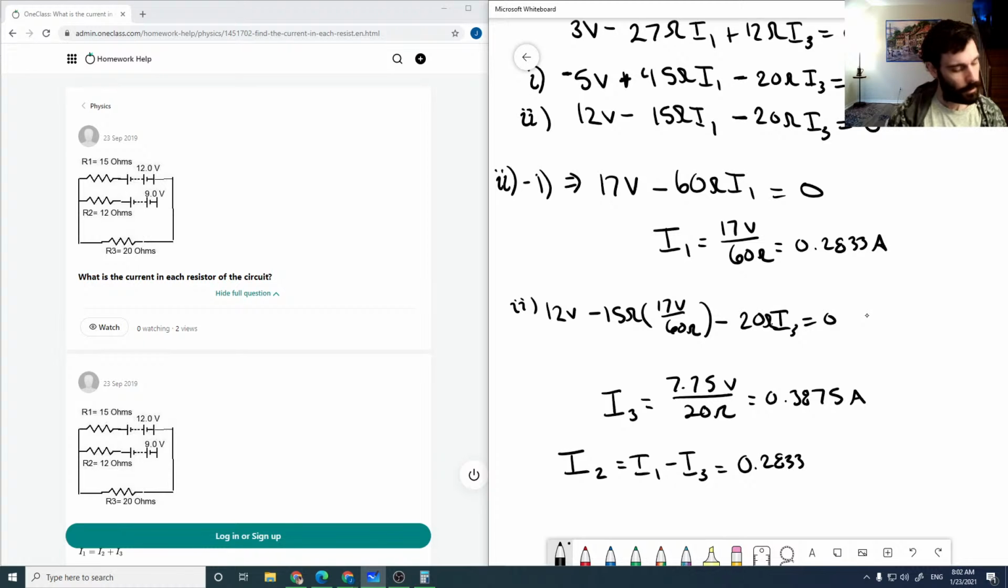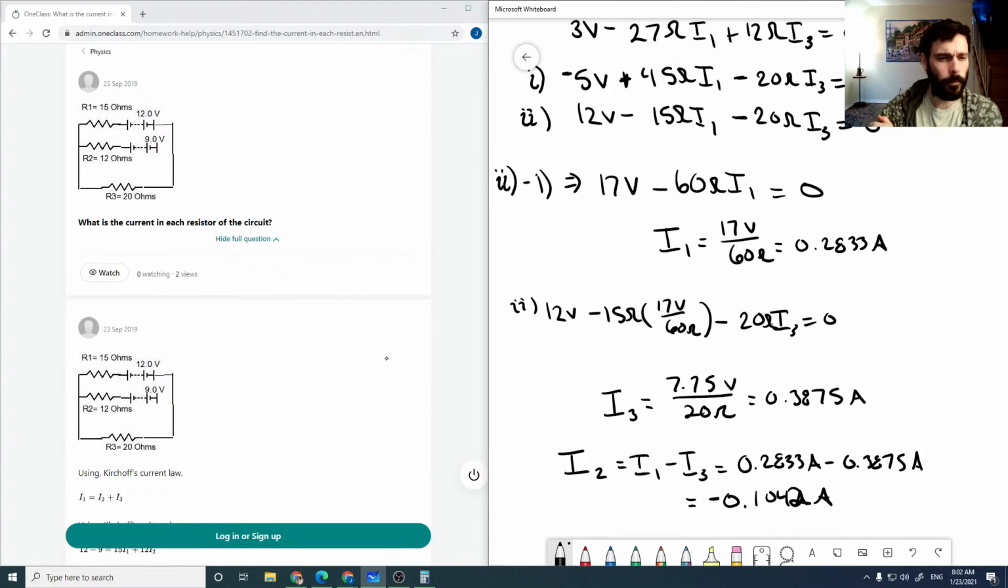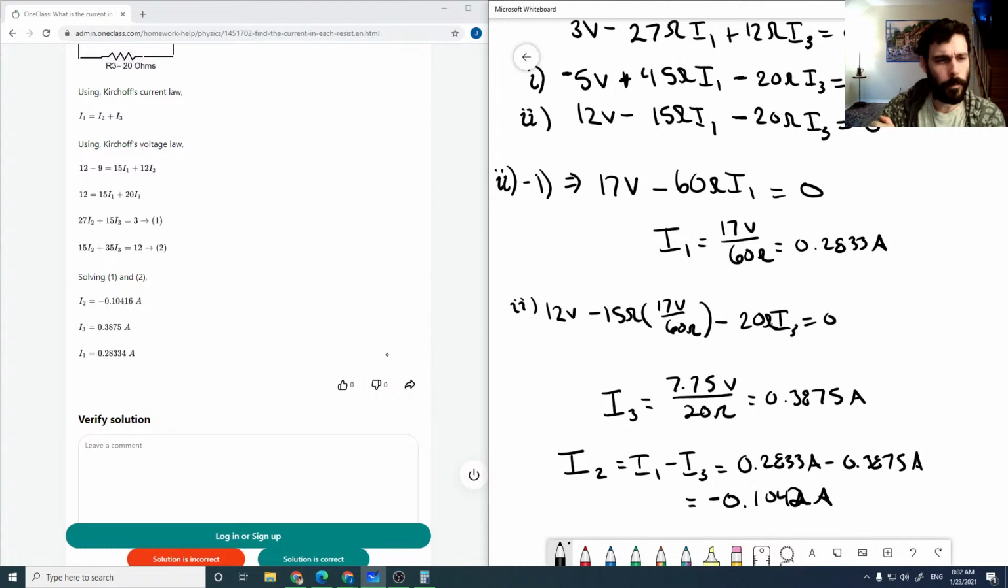And then now my I2 from above is I1 minus I3, which is 0.2833 amps minus 0.3875 amps, which is minus 0.1042 amps. Okay. So there's my I2. That's the same I3, and that's the same I1.